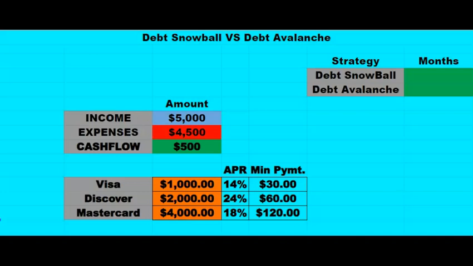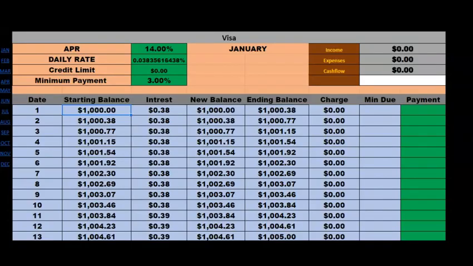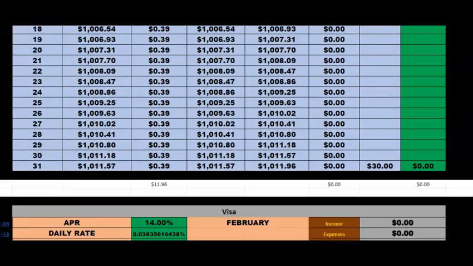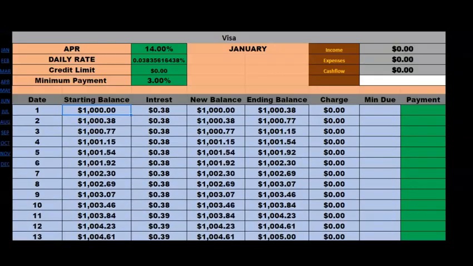So we will look at the debt Snowball method first. Remember, in debt Snowball, we're making minimum payments on everything, knocking out the lowest balance first. So we'll start with the Visa card. I've built simulations. This is a simulation of a credit card. We have it set at $1,000 with the 14% interest rate, and the minimum payment is $30 a month.